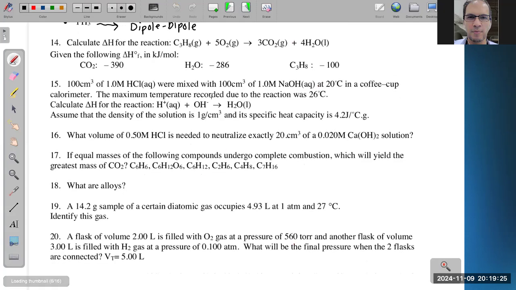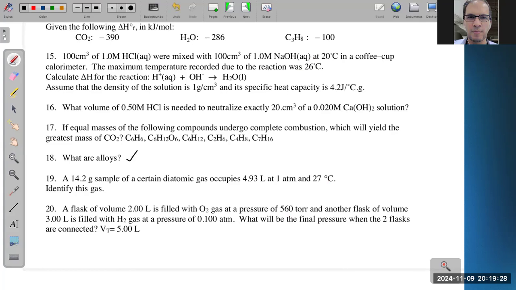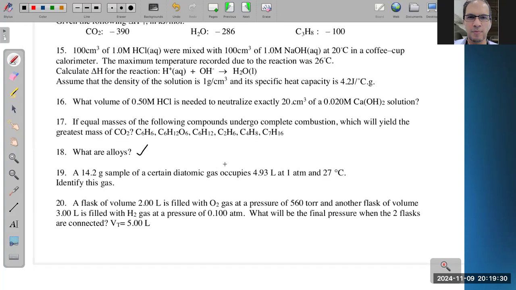Okay. What are alloys? Question 14, this is easy. A 14.2 grams sample of a certain diatomic gas occupies 4.93. Identify this gas. If you want to identify this gas, it means you need to find its molar mass. So you can find the molar mass by saying that PV is equal to nRT, so the pressure multiplied by volume is equal to mass over molar mass multiplied by RT. So if the unknown is the molar mass, you can put it up here. Mr is equal to mass over PV multiplied by RT. Plus you have all the given.